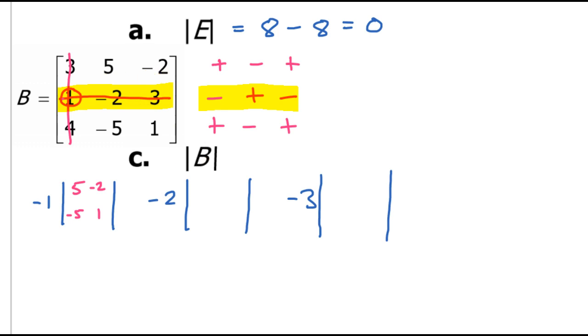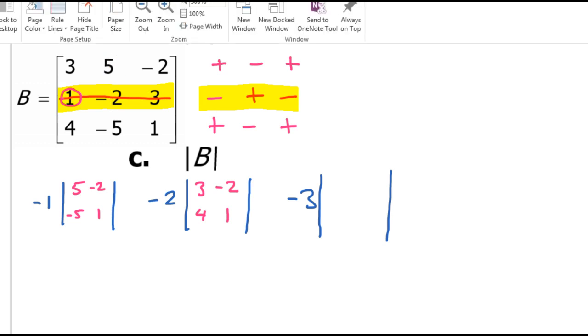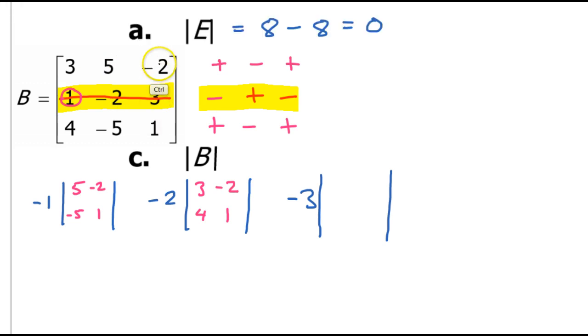If I do the same thing for the next cofactor of negative 2, then that means I need to cross out the middle row. That leaves 3, negative 2, 4, and 1. If I do the same thing with the third cofactor, the 3, that means I'm crossing out that column. That leaves behind 3, 5, 4, and negative 5.